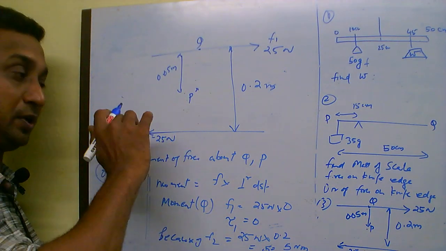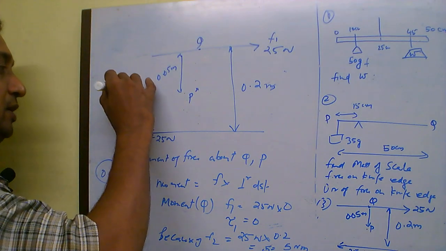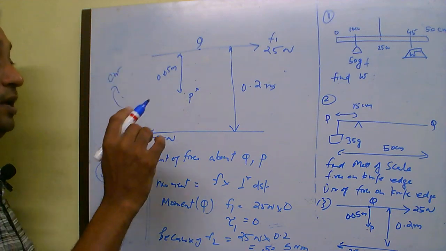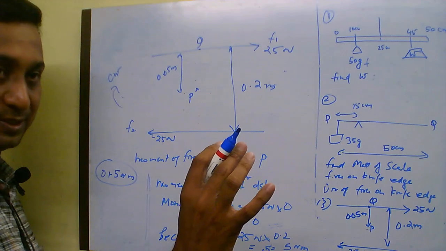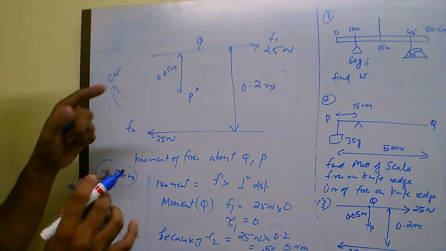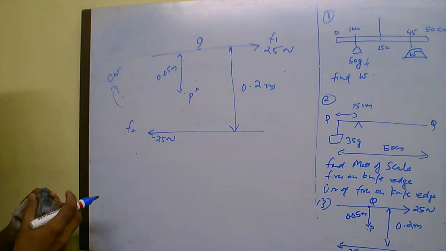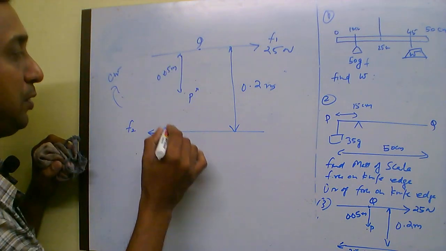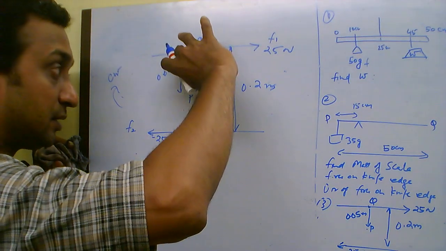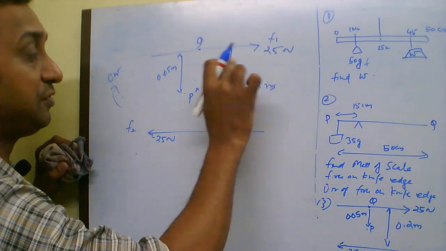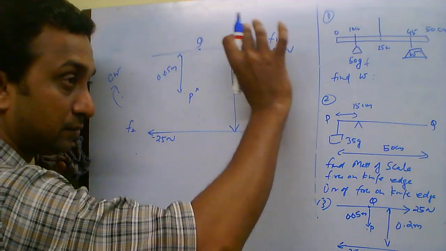And what does it do? It makes it turn in the clockwise direction. So what is the direction? Clockwise. So the net effect is that Q will be feeling a force to turn clockwise. Now take the case of P. P is at a distance of 0.05 meters from F1. So this 25 Newton F1 will make the point P turn clockwise.